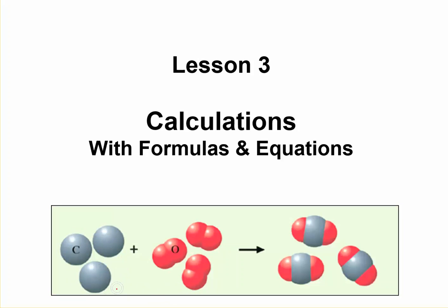3 carbon atoms react with 3 oxygen molecules to make 3 carbon dioxide molecules. Those ratios are important. Anyway, so we're going to first look at the individual molecules and come up with a way to count them and weigh them.